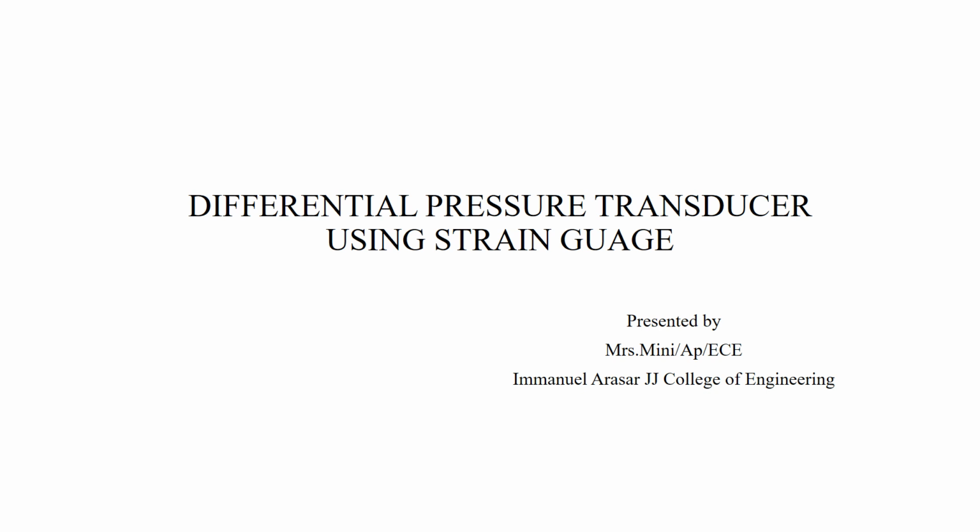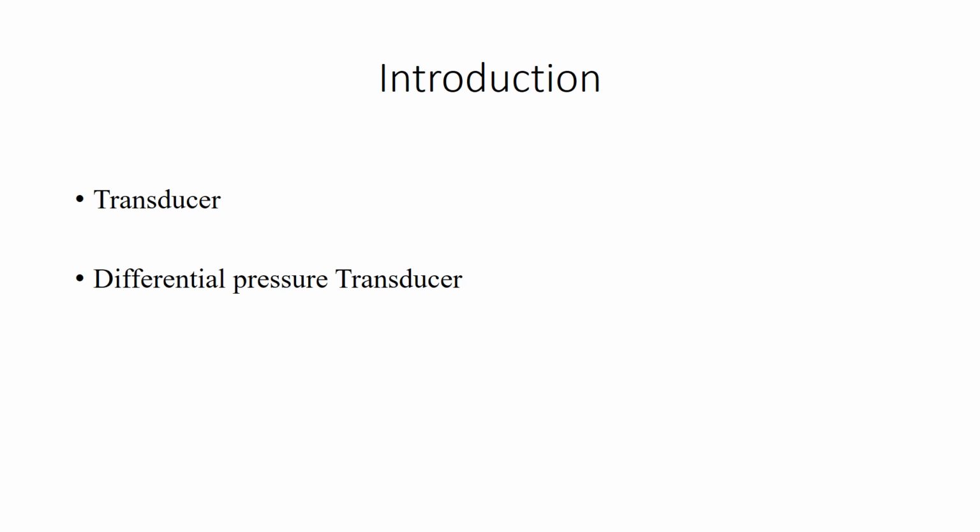Now, I am going to explain about the topic differential pressure transducer using strain gauge. First, we should know what is meant by transducer. What is meant by transducer? It's a device that converts a physical quantity into electrical signal. That means converts one form of energy into another.